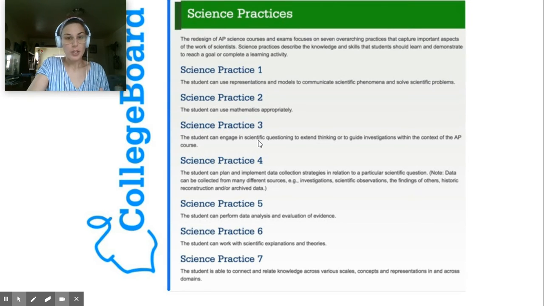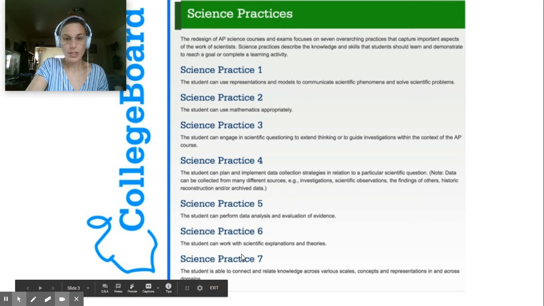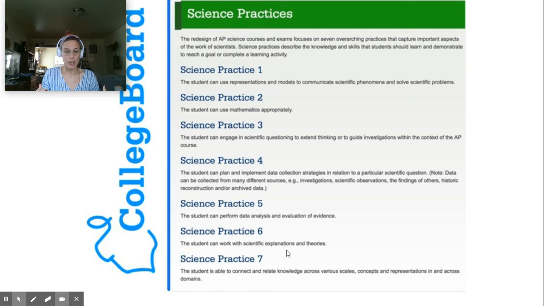On to science practice 5. Now that is the process of, now we've collected the data, right? And now we are analyzing the data and we're evaluating whether or not it supports or rejects what we have hypothesized at the beginning of our investigation. Okay, on to science practice 6. Okay, this is all about working with scientific explanations and theories, and essentially being able to, well, this is our reasoning section.